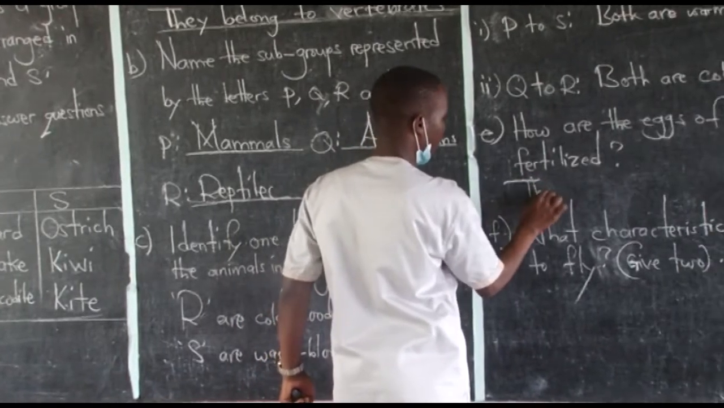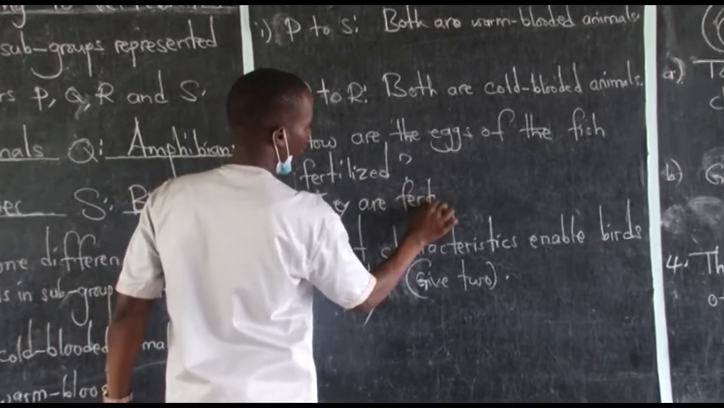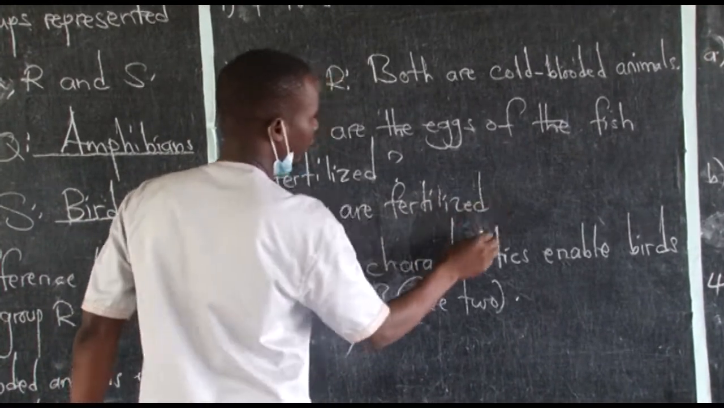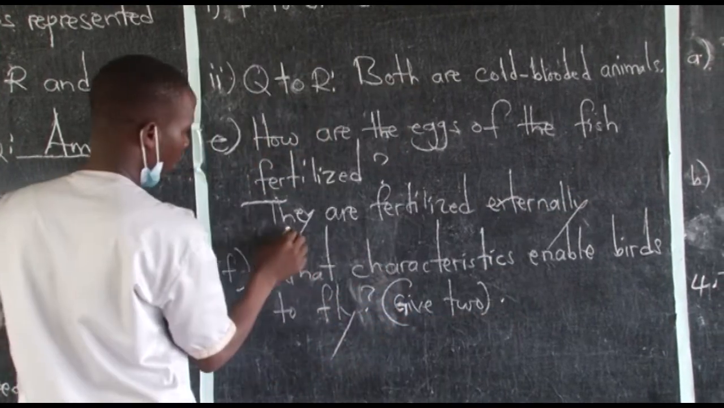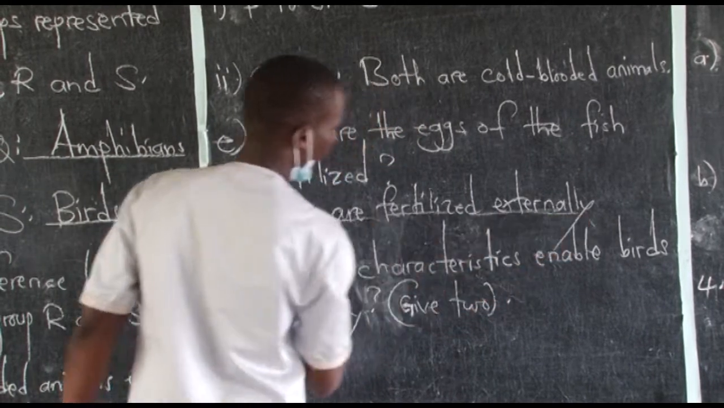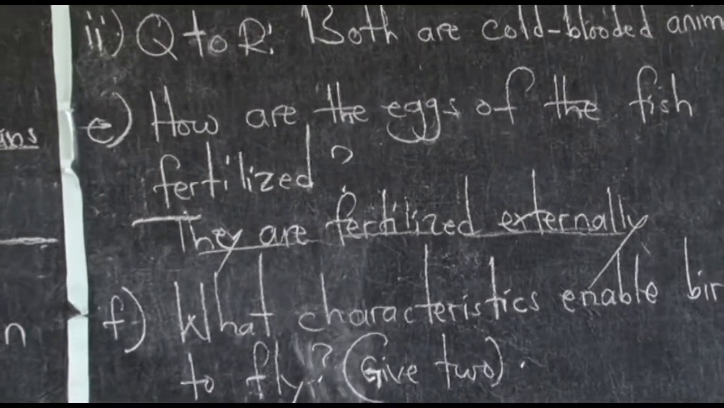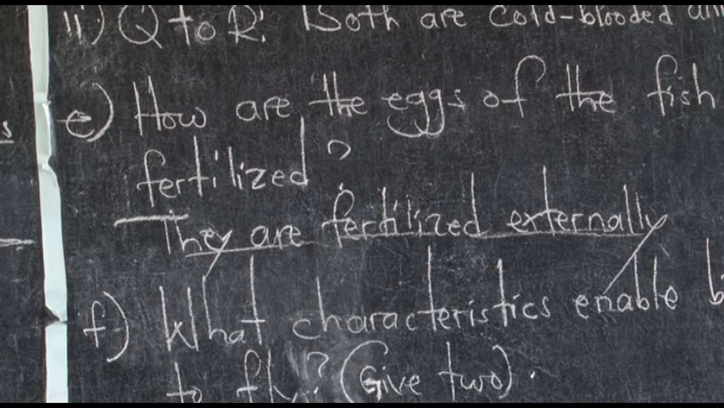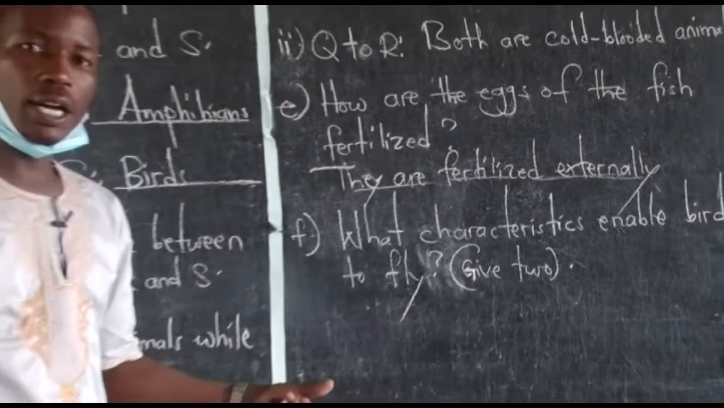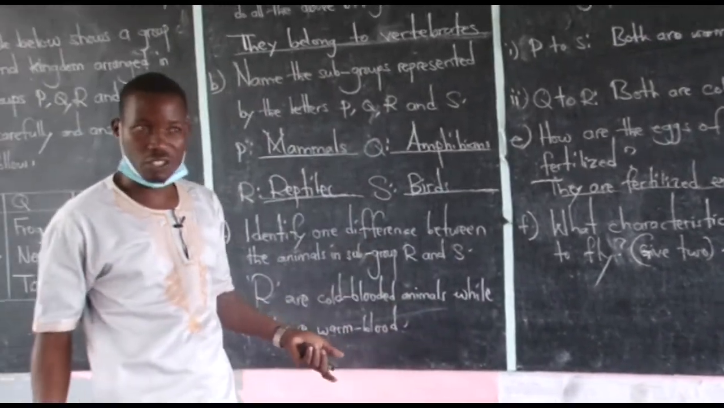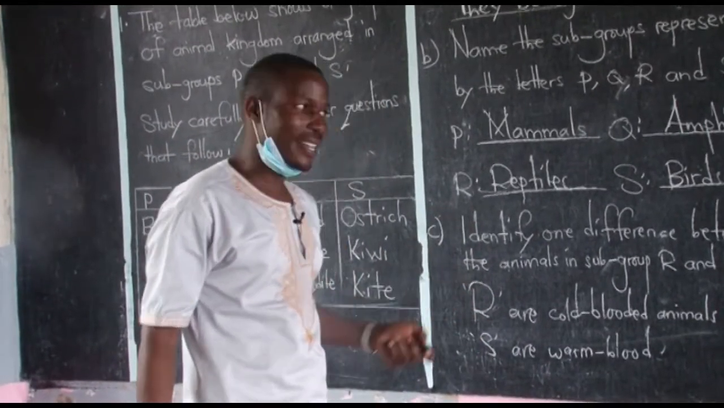So we can briefly answer that they are fertilized externally, meaning their fertilization takes place outside the body. And this will be a similarity to amphibians. So you may also be asked how amphibians and fish are related in terms of reproduction. In terms of fertilization, you can say they are fertilized externally.